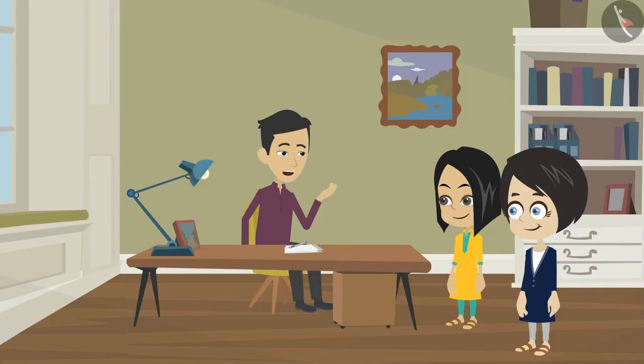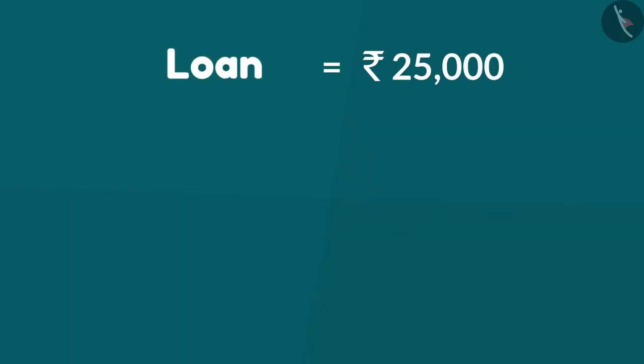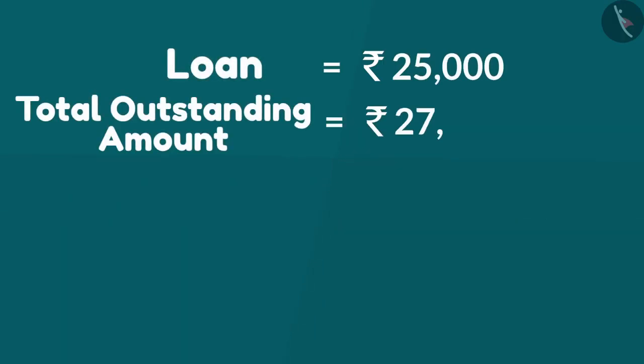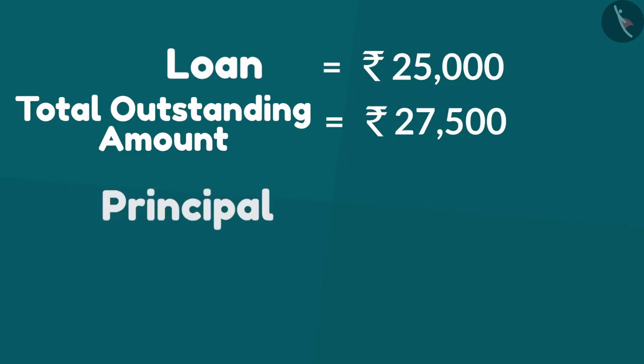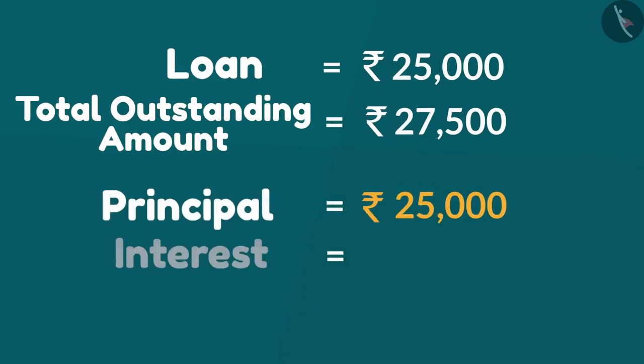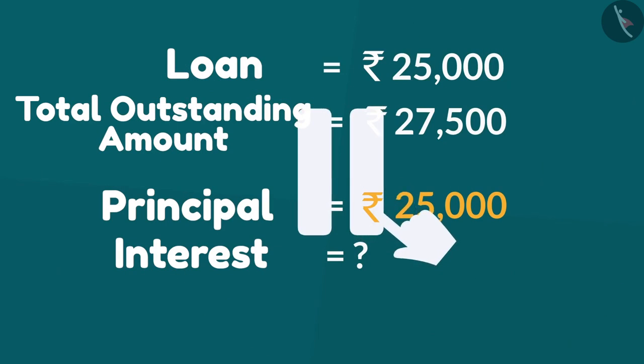Look, your dad has taken 25,000 rupees loan and he has to repay rupees 27,500 to the bank. Out of 27,500, the principal is 25,000, which is taken as loan. Then what is the interest? You can pause the video here if you want and think about it.